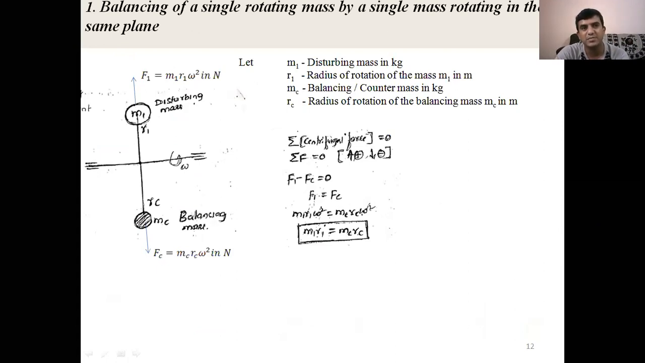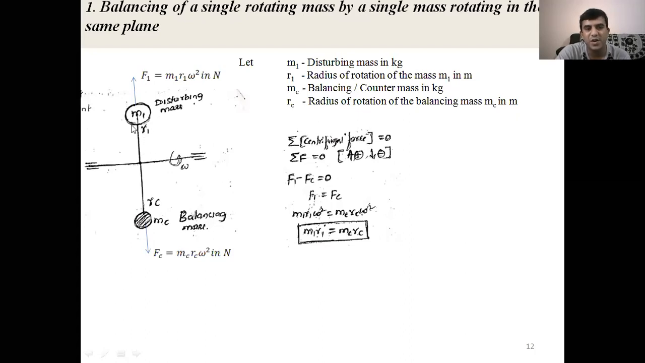First condition is balancing of a single rotating mass. How do you make it balanced? By considering a single mass rotating in the same plane. I think this slide is visible. Now consider a shaft, with the bearings on this side. Over the shaft a rotor is attached. The center of the rotor does not coincide with the axis of the shaft. That's why you can see the eccentricity.